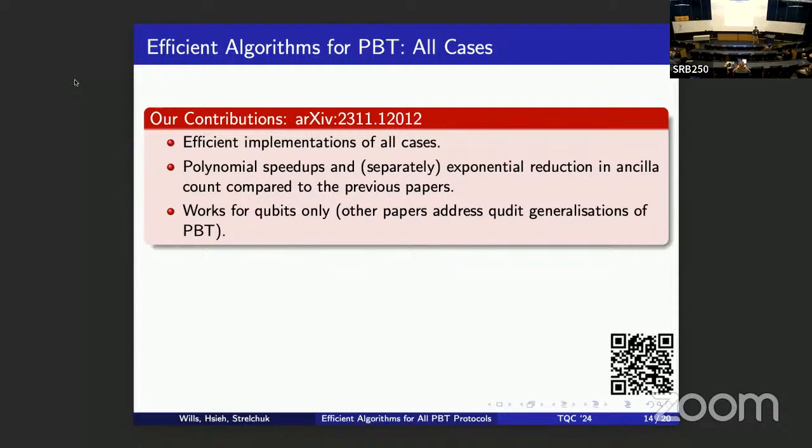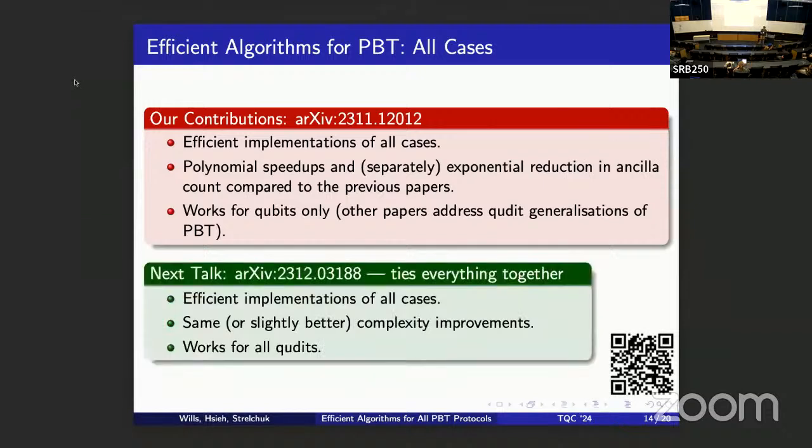So we have two different versions of every protocol, one which is faster and one which is more efficient in the number of ancillary qubits. The caveat is that ours only works for qubits, whereas the other papers address the qudit generalizations. But in the talk immediately following mine, Dmitry will talk about their second work on the topic, which ties everything together. Same or slightly faster complexity improvements, and it addresses all the cases, for all qudits.